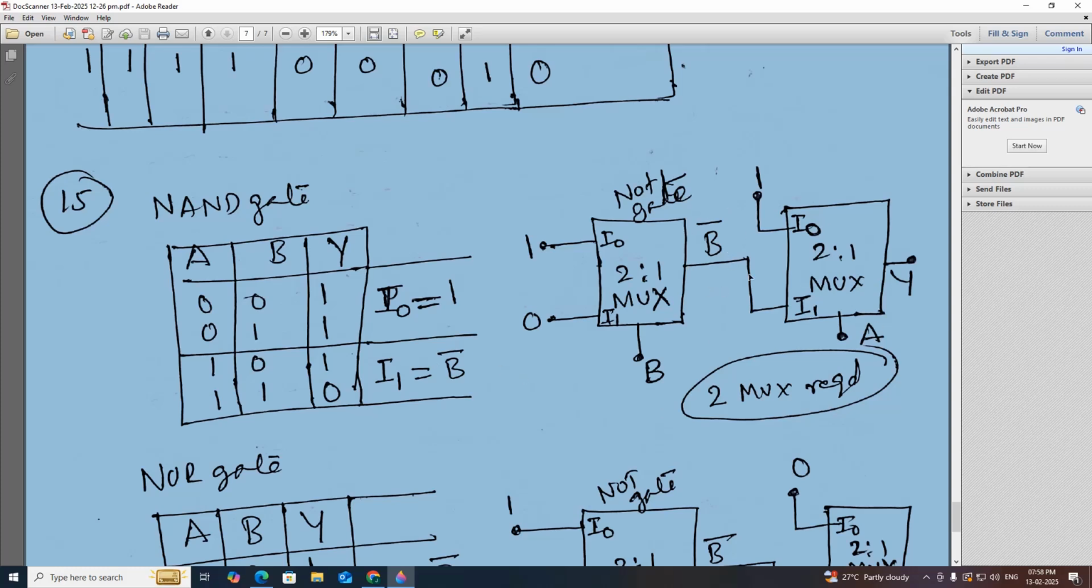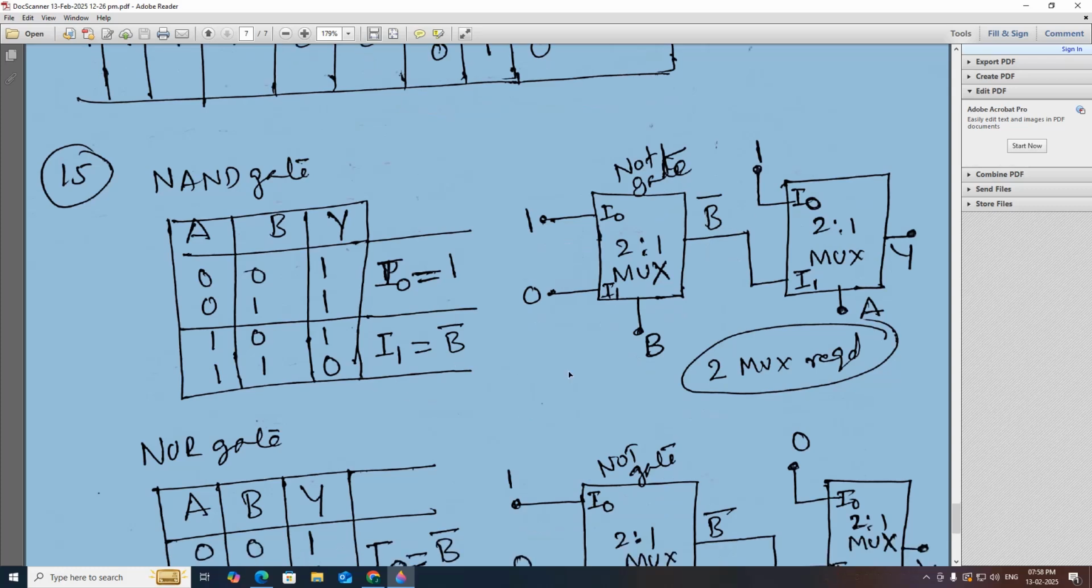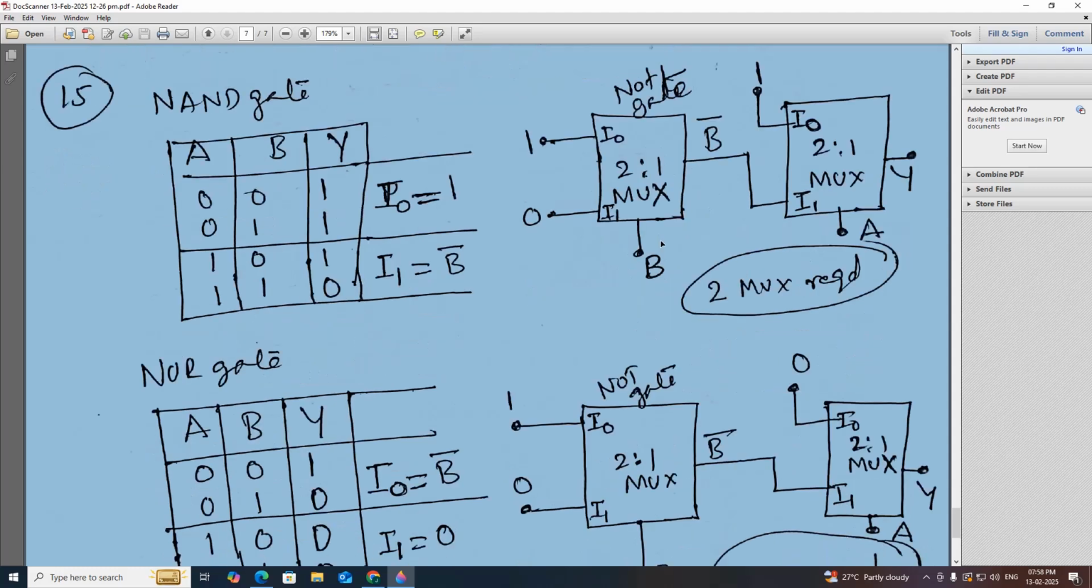But how to obtain B bar? To obtain B bar, we are using another mux, which will act as a NOT gate. So this is 1. I naught is equal to 1. I1 is equal to 0, and this is select line B. If B is equal to 0, we will get here 1. If B is equal to 1, we will get here 0. Therefore, your output will be B bar. Therefore, 2 muxes are required for the NAND gate.